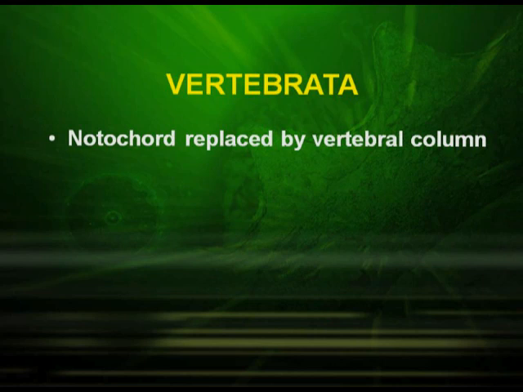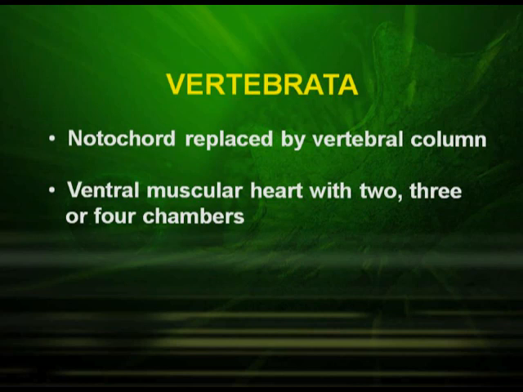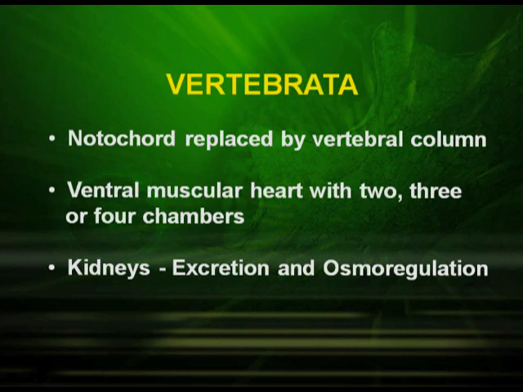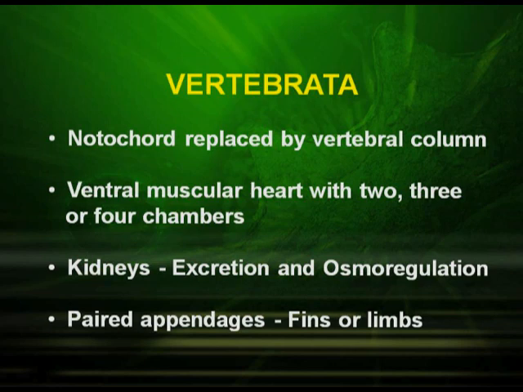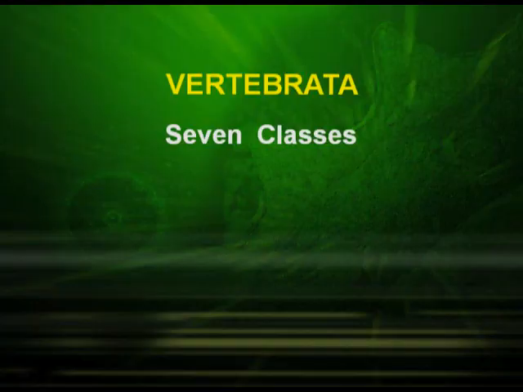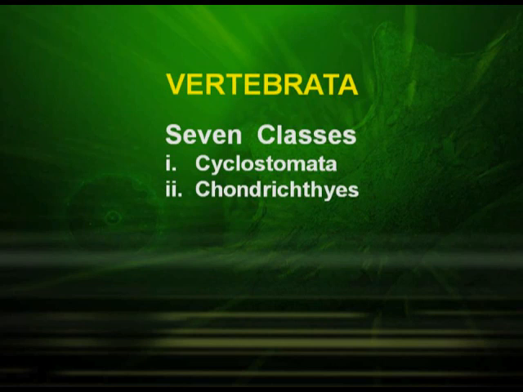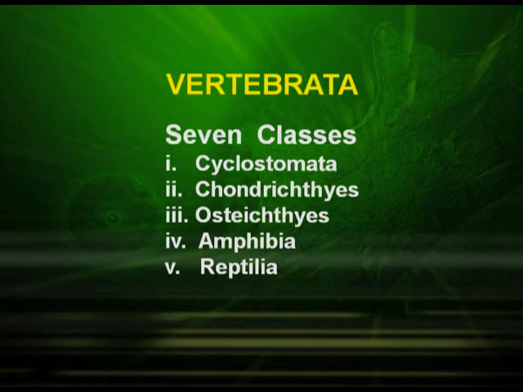They have a ventral muscular heart which may be 2, 3 or 4 chambered. Kidneys are present, which is meant for excretion and osmoregulation of the body. They have paired appendages, which are fins or limbs. They include 7 classes. They are Cyclostomata, Chondrichthys, Osteichthys, Amphibia, Reptilia, Aves and Mammalia.